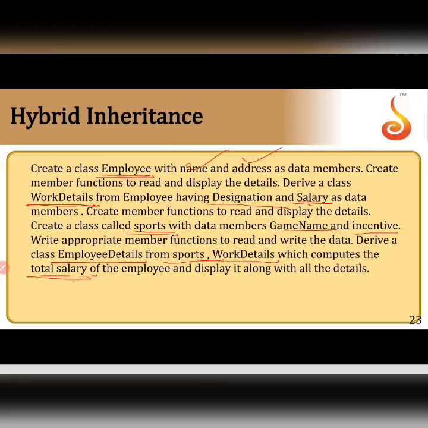How many classes are there here? Here employee is one class, work details is a second, sports third and fourth is the employee details. So this program involves 4 different classes. I'll write one box diagram to show you the relation so that you will have an idea about the statement. And then we'll also decide what kinds of inheritance, which forms of inheritance are there in this program. Please make a note of the program statement.